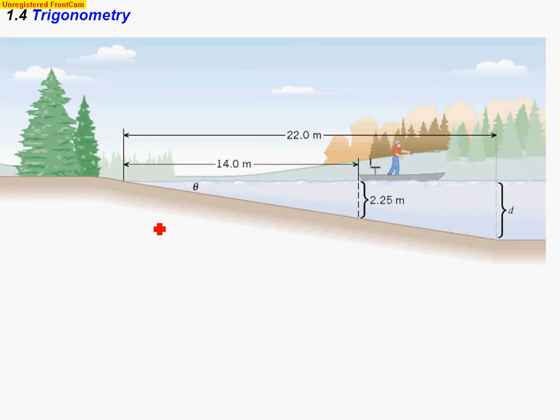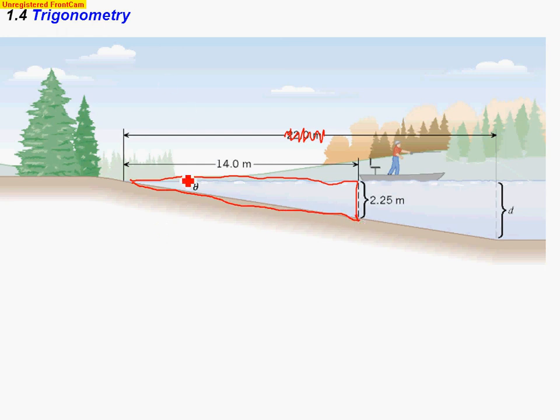Let's try one now where we know two sides, but we're looking for the angle. So here we have a fisherman that's going out in a boat on a lake that has a very, very, very evenly sloping bottom. We're not going to use this number for this problem. We're just going to use this 14. So he's gone out 14 meters into the lake, and he measures the depth with his fish finder here, and it's 2.25 meters. So the triangle that we're using here is really this one, the one that goes along the surface of the water, and then straight down, and then along the base of the lake.